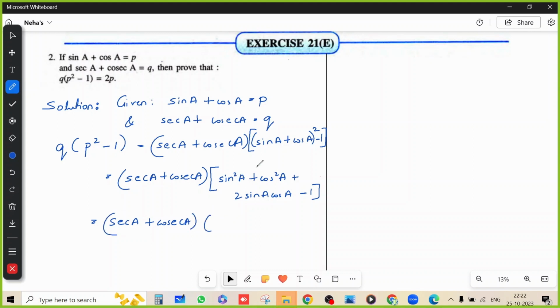Now we know that sin square A plus cos square A is equal to 1, and this will get cancelled out with the minus 1 here. So we are left with 2 sin A cos A in the bracket.